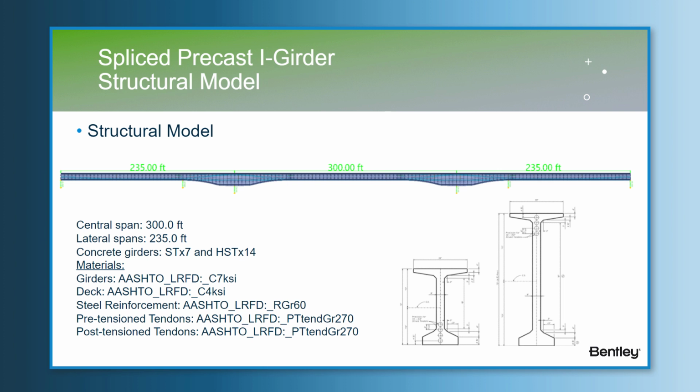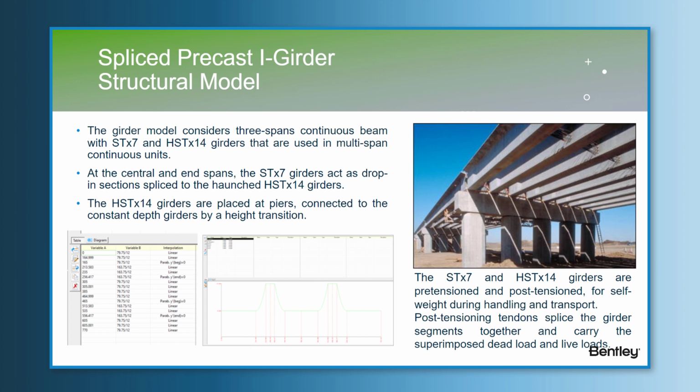So we have defined a simple model for one spliced precast girder with a central span of 300 feet and extreme spans of 235 feet. We use the concrete girders STX7 and HSTX14 types, and the materials are the ones presented in this slide. The girder model considers three spans of one continuous beam.